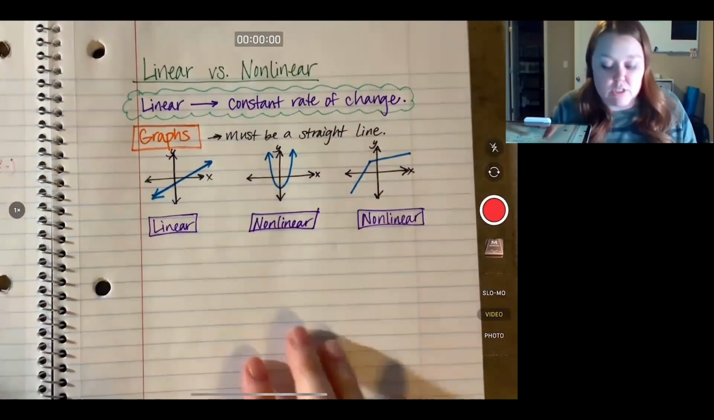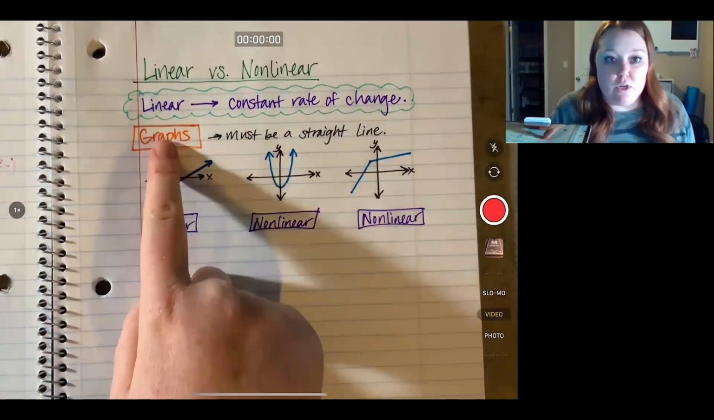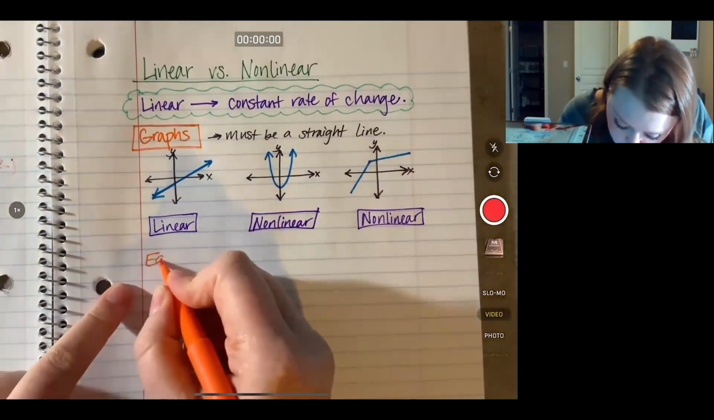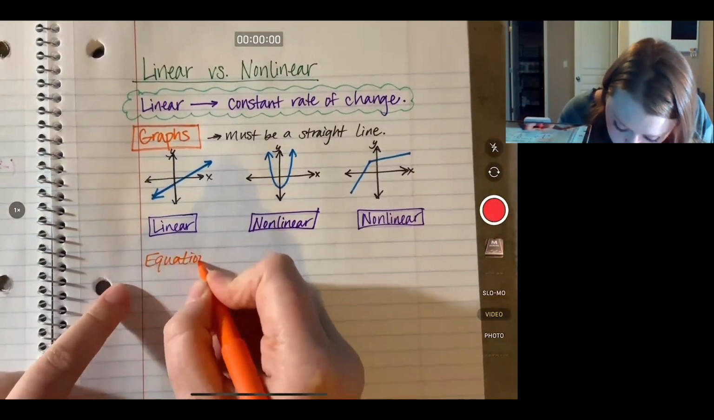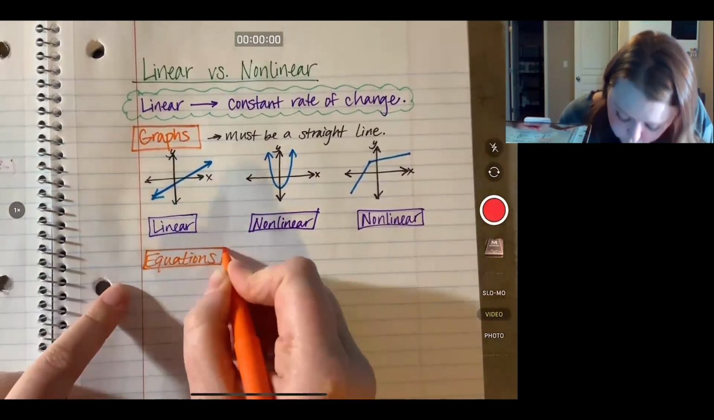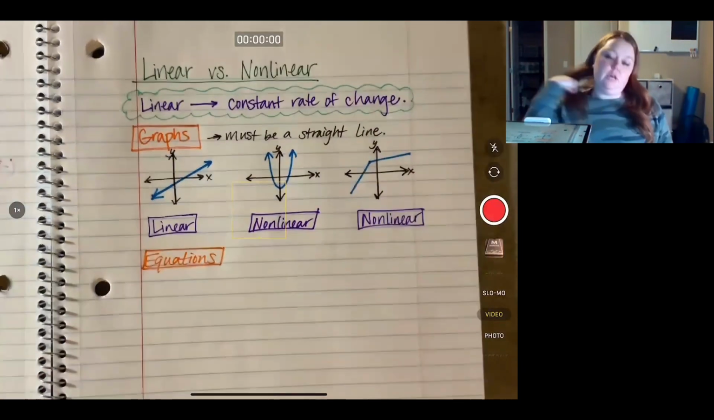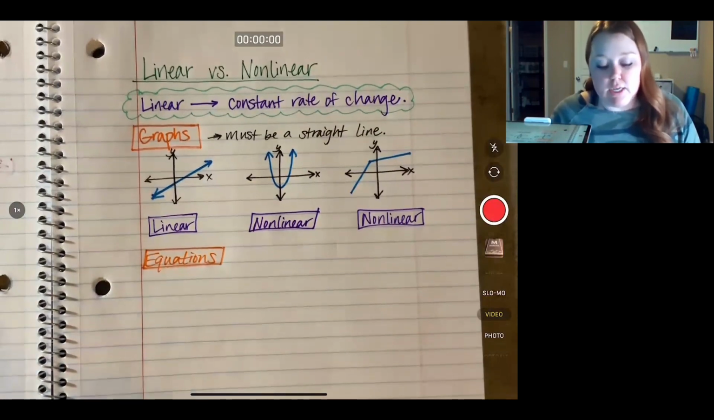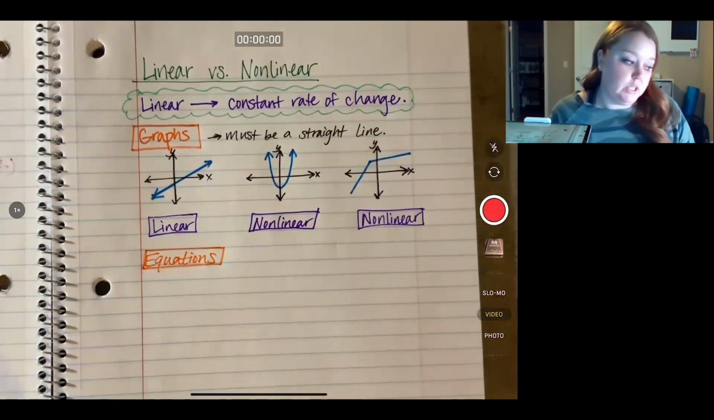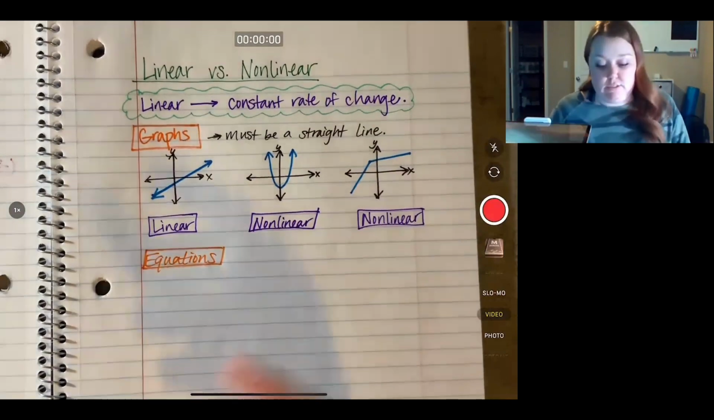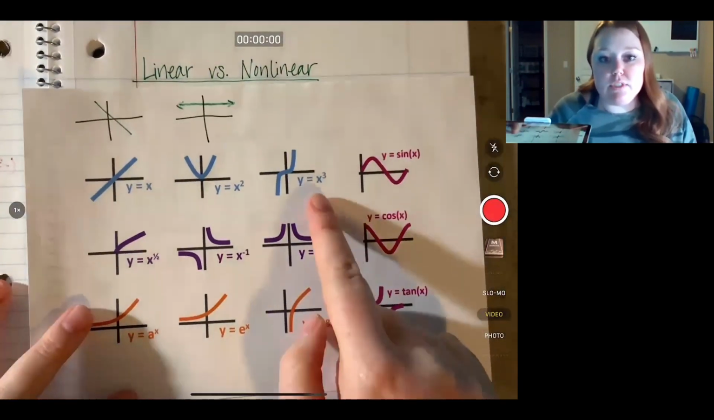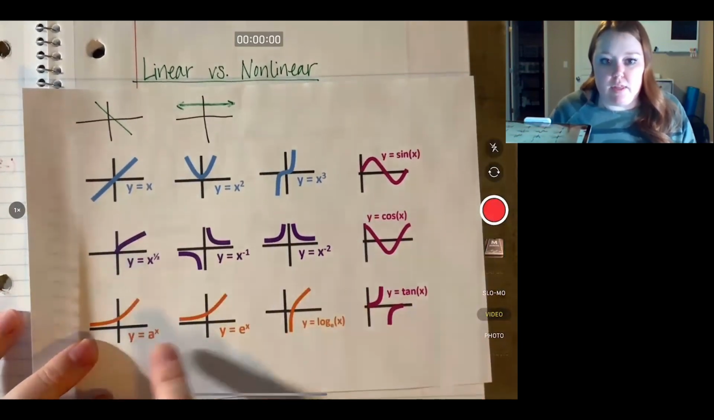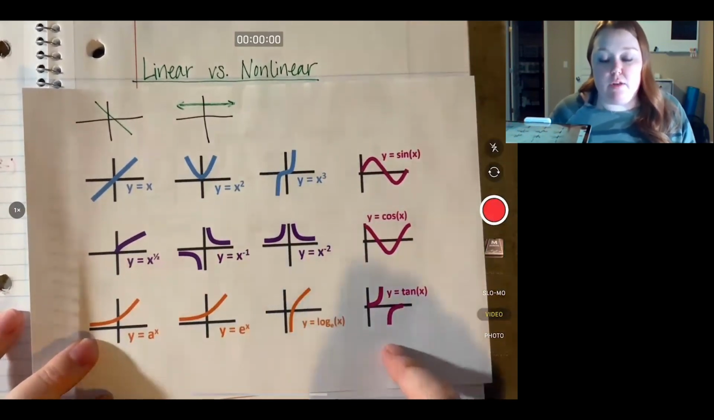Speaking of equations, that's our next little thing we have to look at. So we know about graphs, let's think about equations. Okay, so how do we know if an equation is linear or not? Now, the equations we're going to be looking at, here's some examples, are always going to have X and Y in them. Okay, and notice that Y is always on the left-hand side. That's very, very common in mathematics.